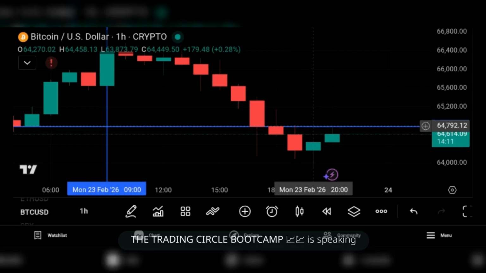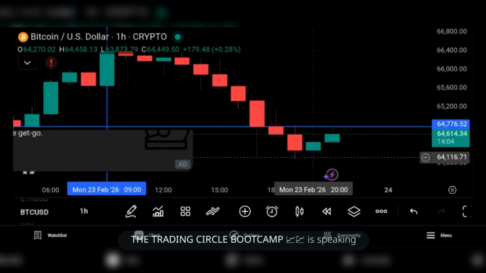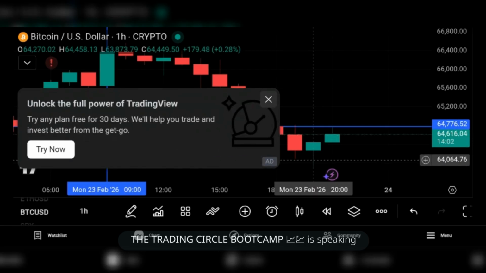Sellers entered the market. That means people started selling Bitcoin. Now they sold, they sold, they sold. It went down, down up to this point.